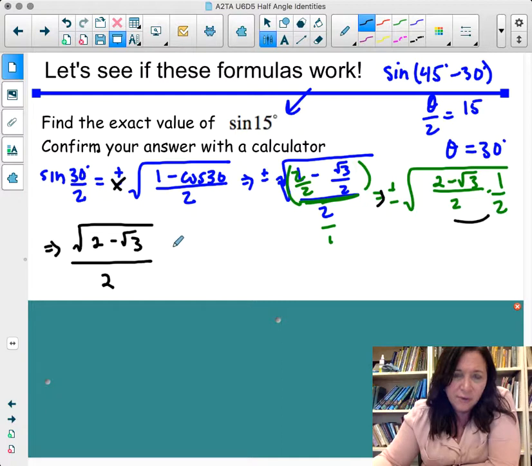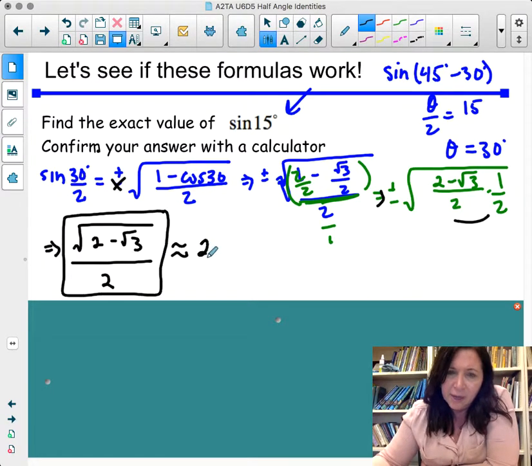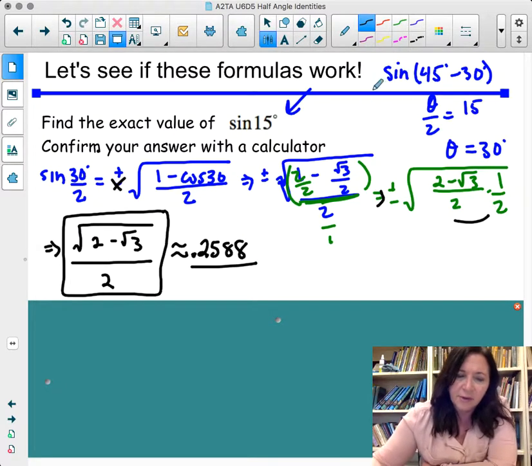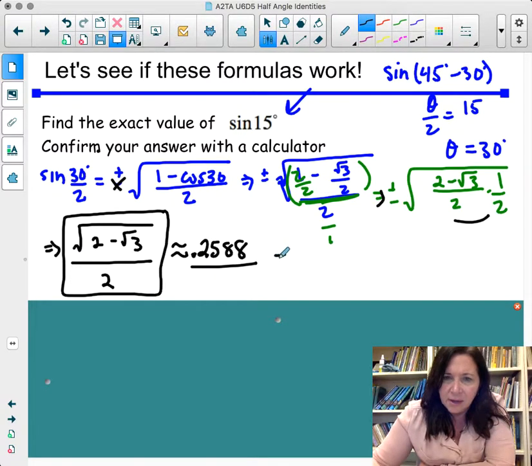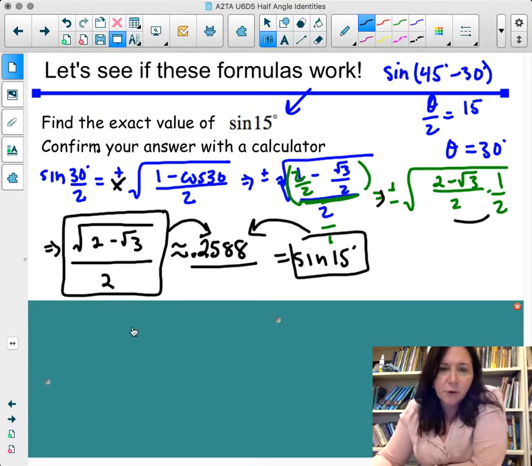So I can do this just to check. I can plug this answer, which is my final answer, into my calculator. If you plug that into your calculator, you're going to get approximately 0.2588. So what you would need to do is use your calculator and type in sine of 15 degrees, making sure you're in degrees. This should equal this, just as this equals this. And therefore it confirms that my answer is correct.